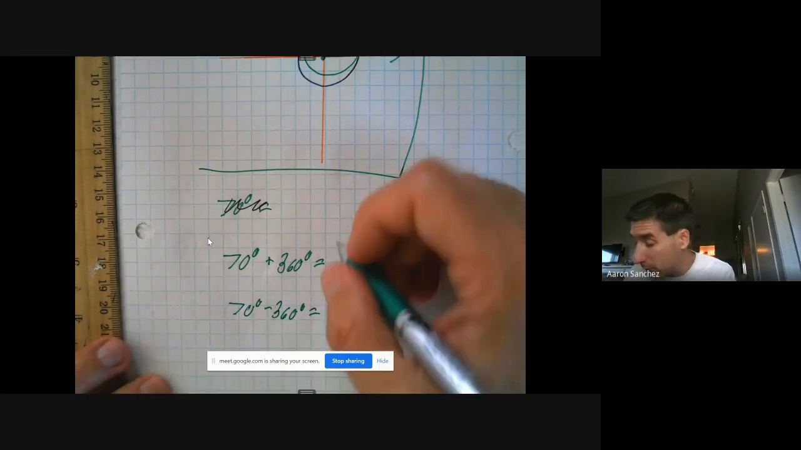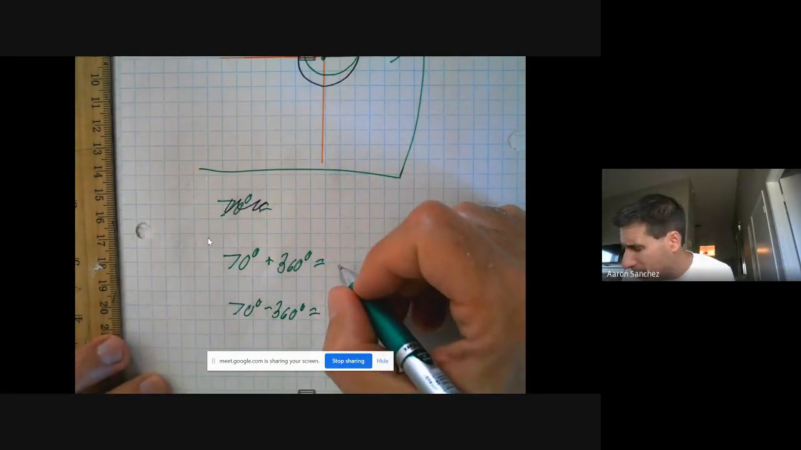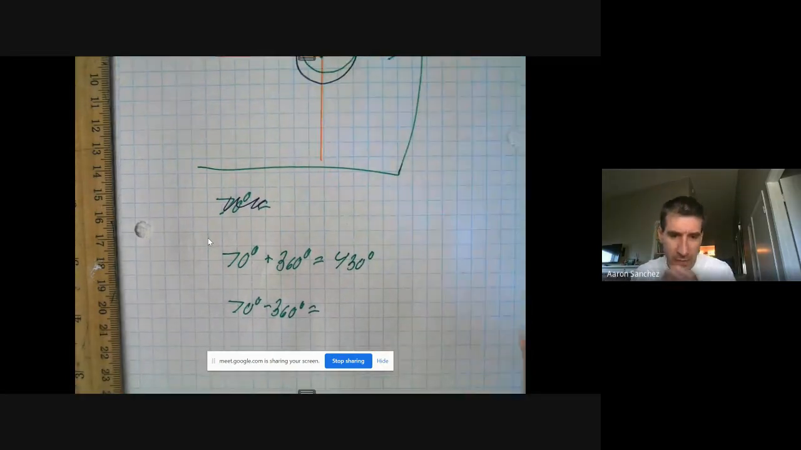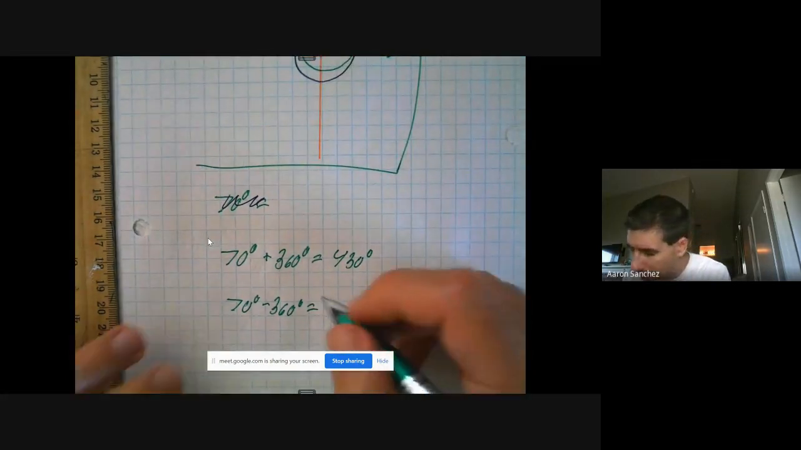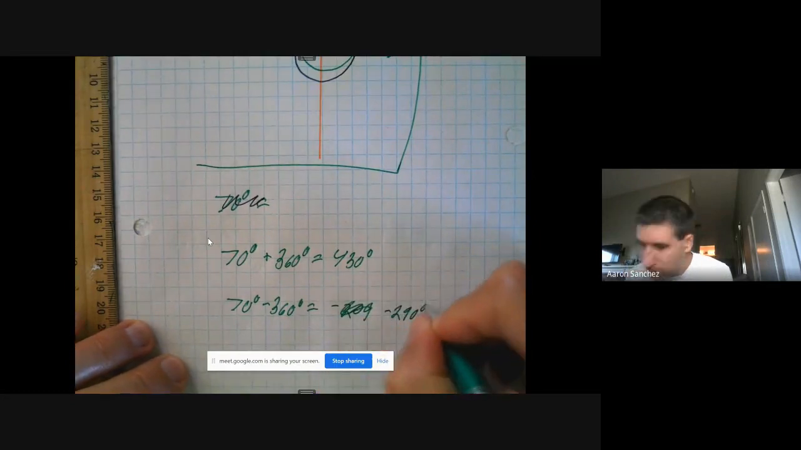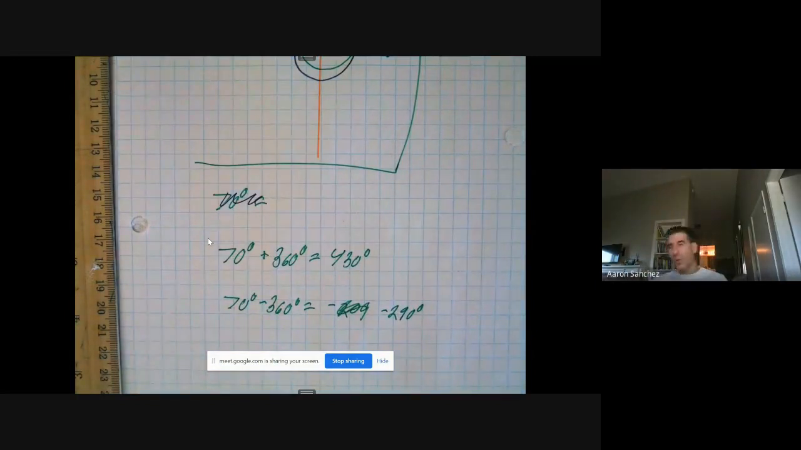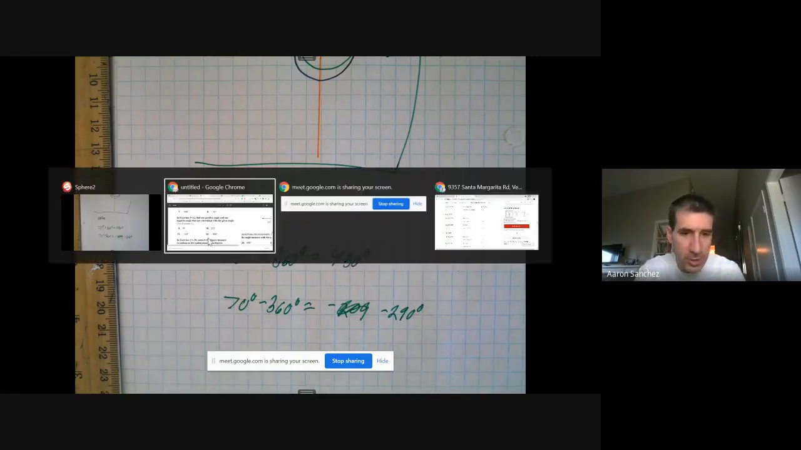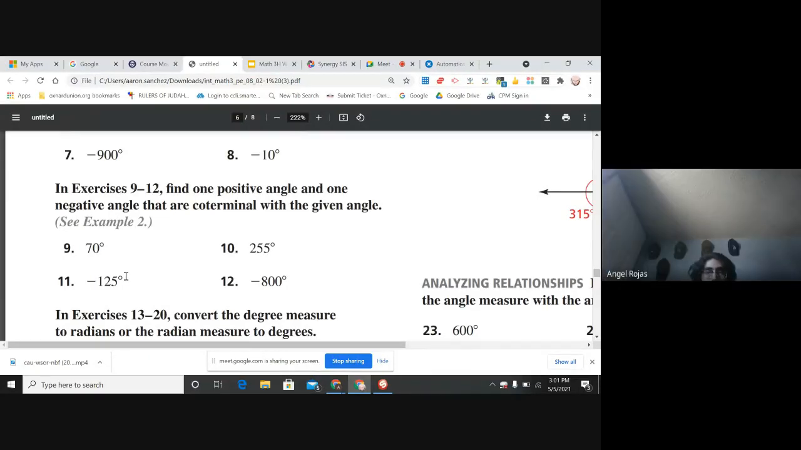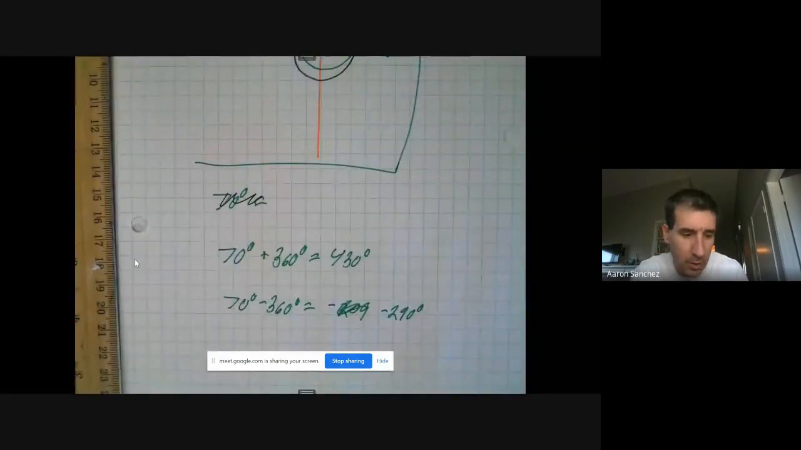So 70 plus 360 would be 430, I think that's right. So one would be 430 degrees. And 70 minus 360 would be negative 290 degrees. So you just add and subtract 360. That's all you do. Okay, that's it. Yep. And so same thing with this one. Add 360 to negative 125, and then subtract 360 from negative 125 for 11. That's all you have to do. Okay. All right. Anything else?